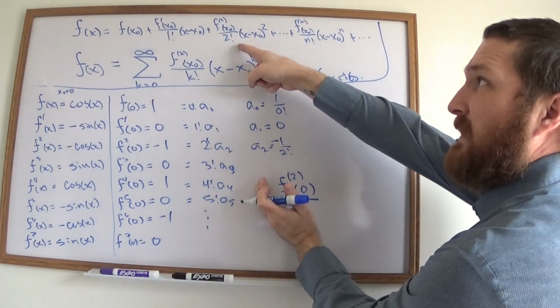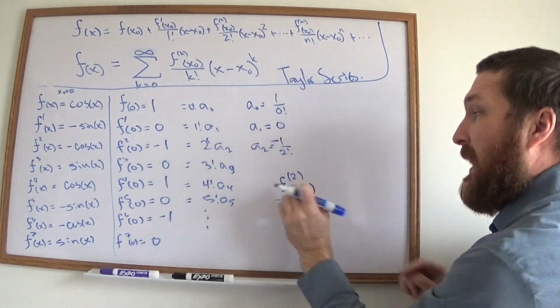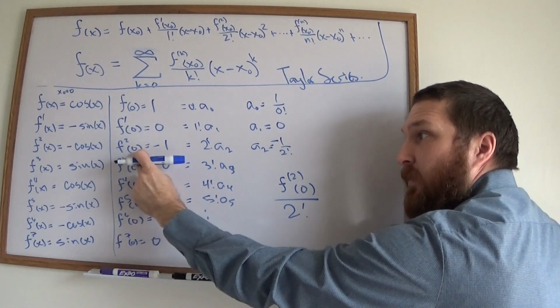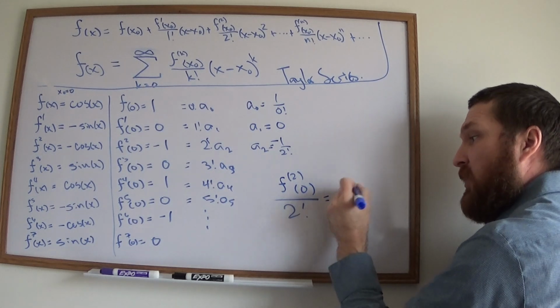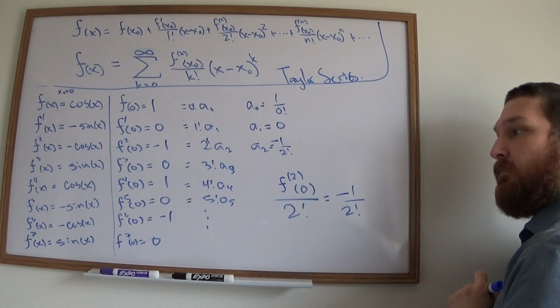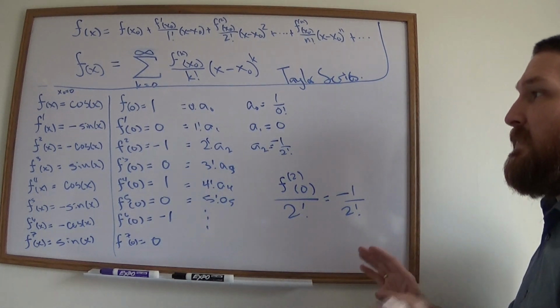That's what that is, right? And we have now that the second derivative of f at 0 is equal to negative 1. So we're going to plug in a negative 1 like that. Okay, now let's write this guy out.